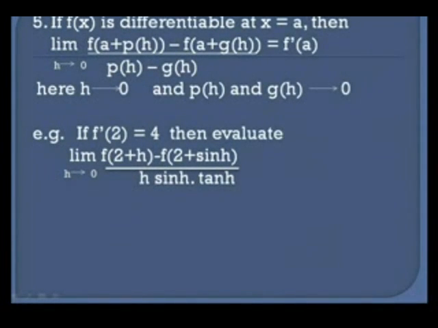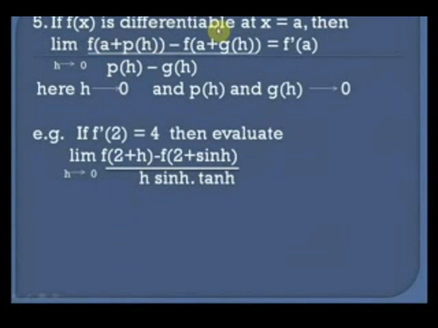Now the next property is a very important one. That is, if f(x) is differentiable at x equal to a, then limit of [f(a plus p(h)) minus f(a plus g(h))] whole divided by [p(h) minus g(h)] is equal to f dash a, where h tends to 0. Now p(h) and g(h) are functions of h which tend to 0 when h tends to 0. This property is used while solving many objective problems.